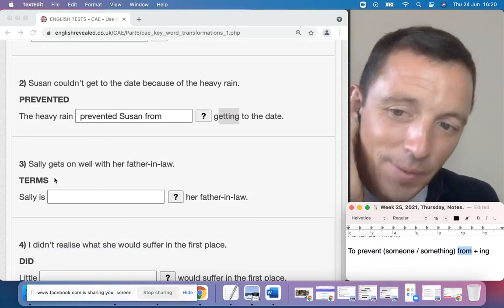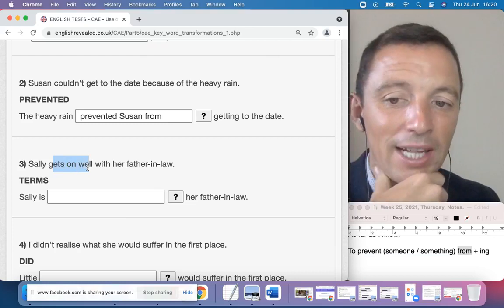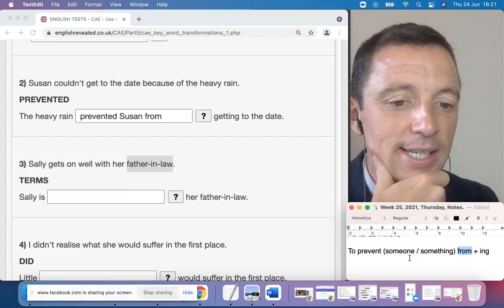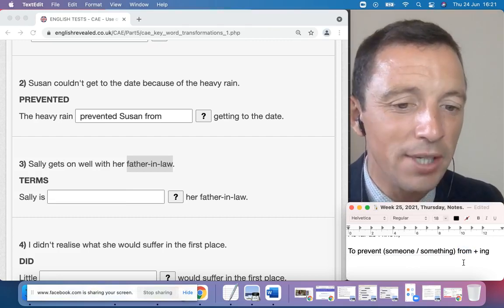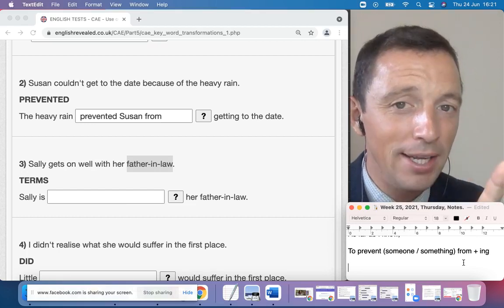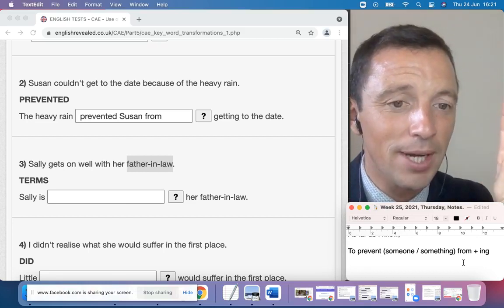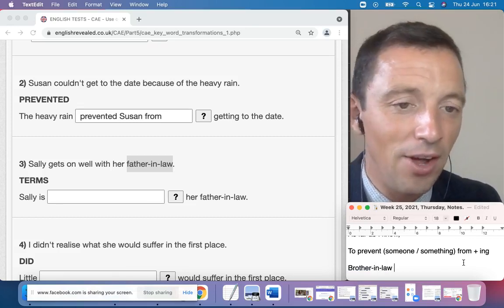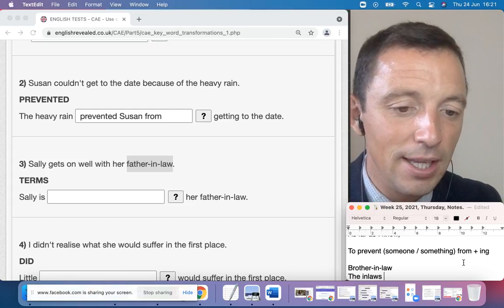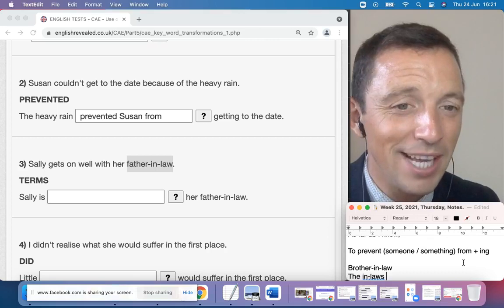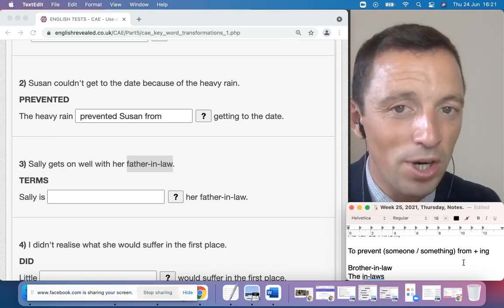Number 3, Sally gets on well with her father-in-law. So father-in-law is the suegro, I think suegro in Espanol. So if you are a woman or a man and you marry a man, the father of your husband is the father-in-law. Okay, you can say brother-in-law, you can say sister-in-law, you can say the in-laws, the family, and that means the group of the family, the group, the in-laws. Okay, so it's a very famous word, very, very important.